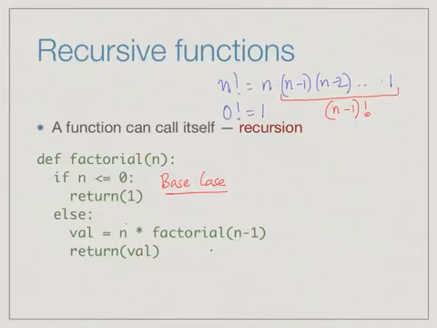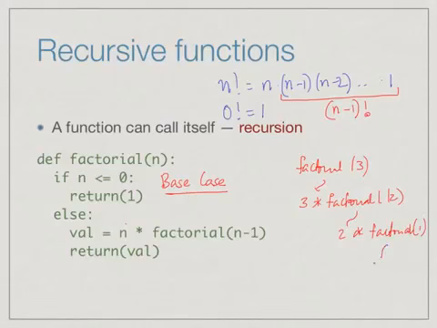So if I take, say, factorial of 3, this will result in 3 times factorial of 2. So that will invoke this function again, and this will give me 2 times factorial of 1 and so on. So factorial of 1 will give me 1 times factorial of 0. And the point is that factorial of 0 will now terminate and it will give me 1, because it says that if the argument is less than or equal to 0, return 1.